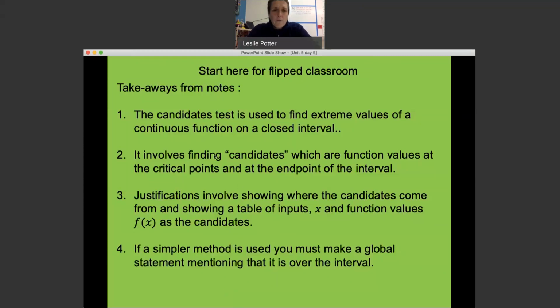Okay, so when we get back into the classroom, then we'll go over the takeaway from the notes, and we'll apply this to our practice questions.